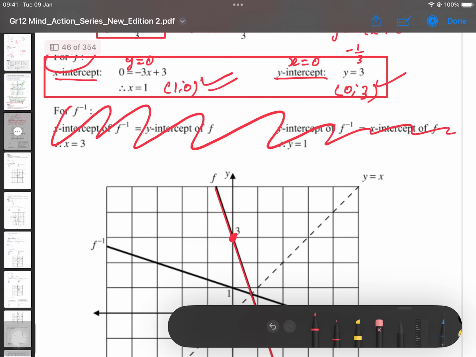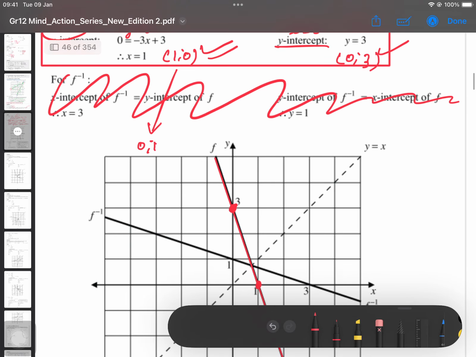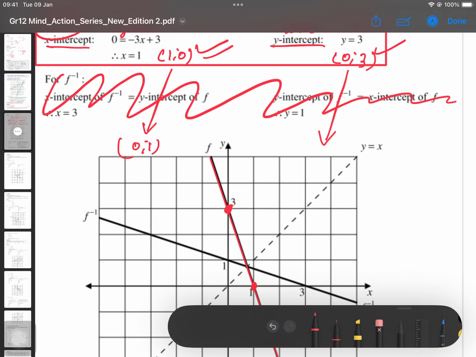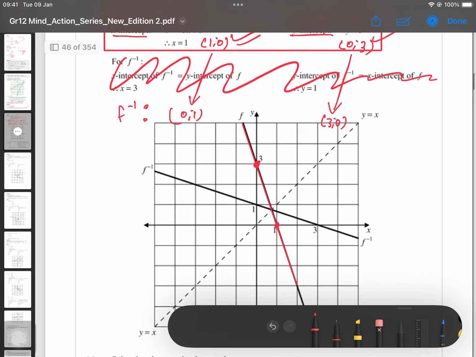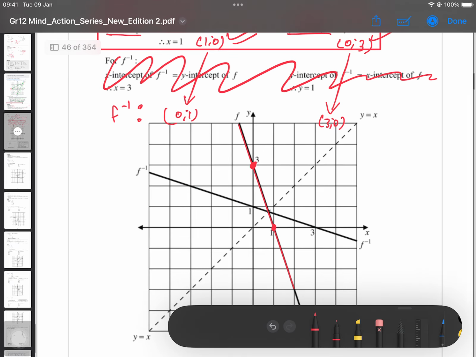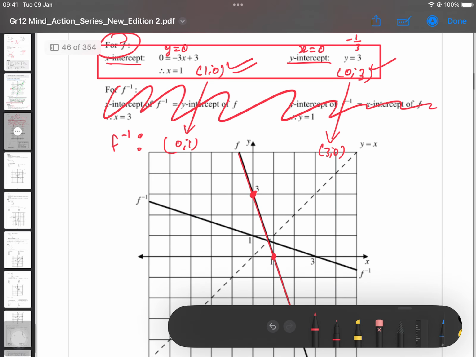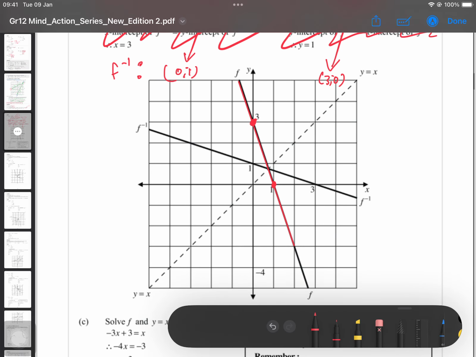This first coordinate becomes 0 is to 1. The second coordinate becomes 3 is to 0. That's for the inverse. Then you just plot those points. So let's plot those points. Let's start with this one. X is 0, y is 1. There.